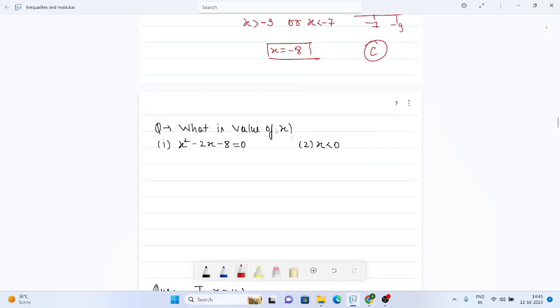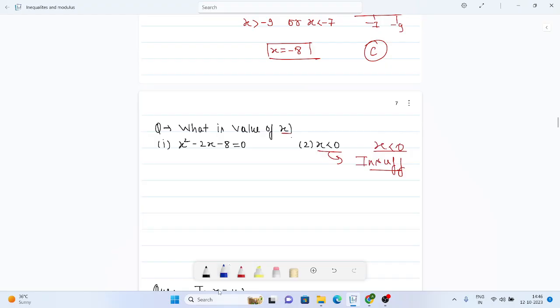Now again he asks what is the value of x. So this is directly insufficient, because x is less than 0, so x has many values. This is directly visible and understandable, that x is less than 0 is insufficient. Now move on to the first condition.